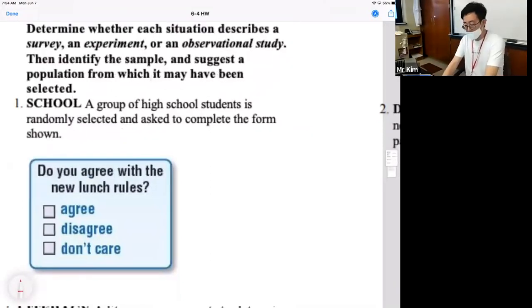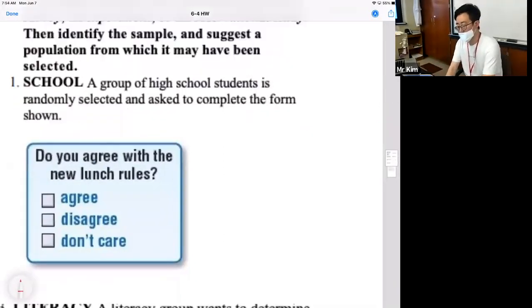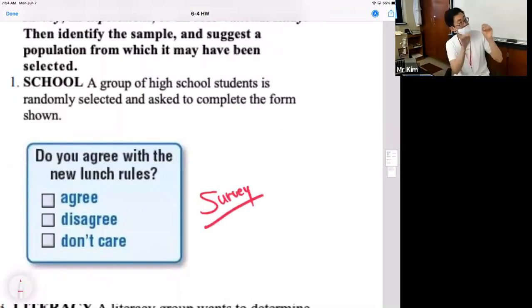So number 1, school. A group of high school students is randomly selected and asked to complete the form shown. So, do you agree with the new lunch rule? You're basically sending this out to all the students. What is this mostly related to out of those 3 options that we have, Kevin? Survey. Okay, there's no treatment involved. There's nothing that you're observing. You're actually interacting with your subject and asking them questions just to get an opinion out of it. Number 1 would be a survey.